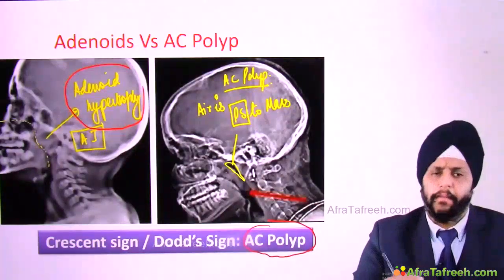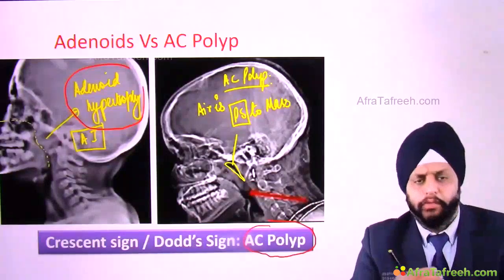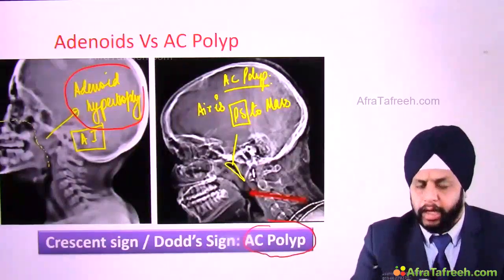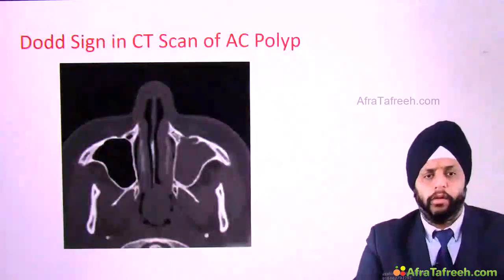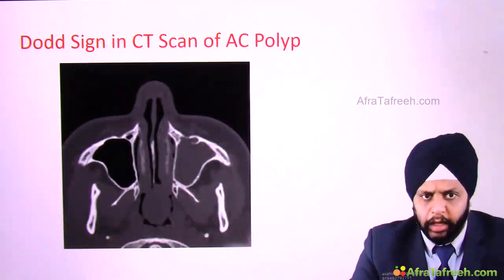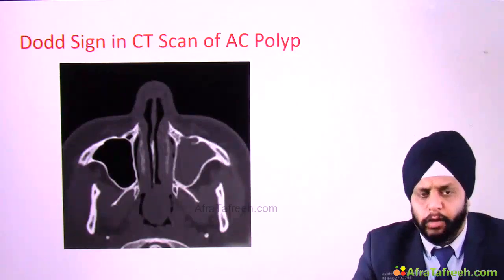Now remember, nowadays we don't do X-ray for AC polyp. What we do nowadays is a CT scan, as I told you. So suppose I look at a CT scan. This is a CT scan. And when I look at this CT scan, what do I see?